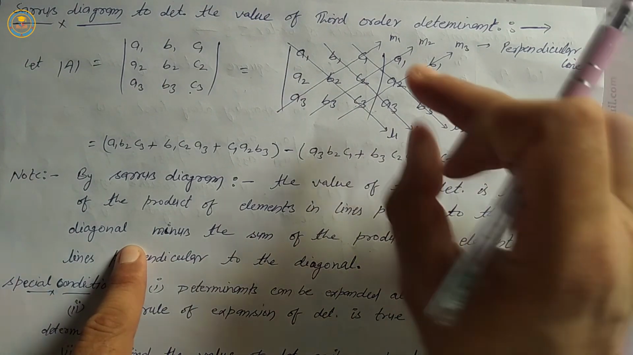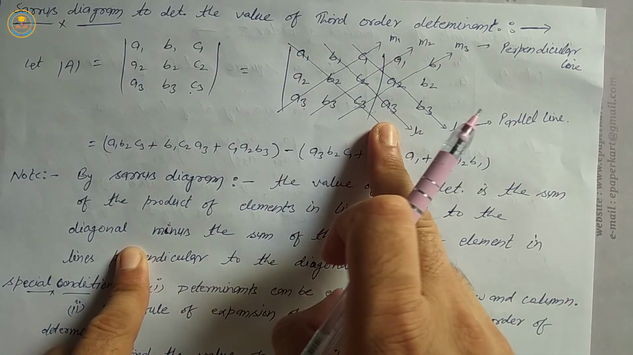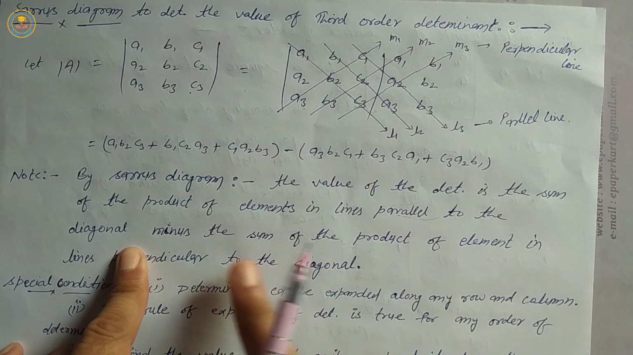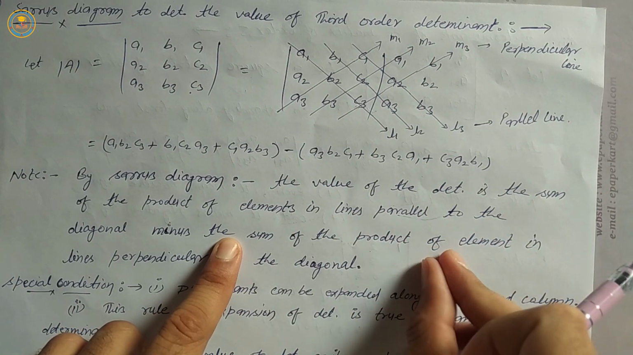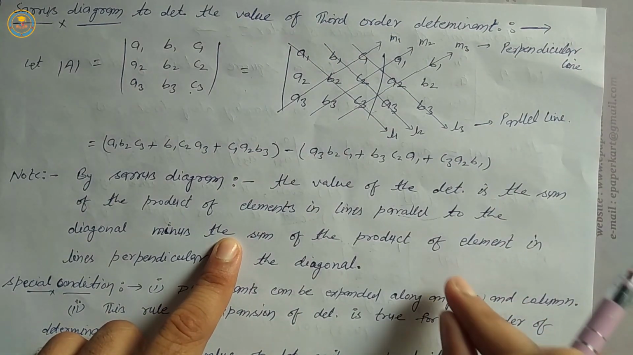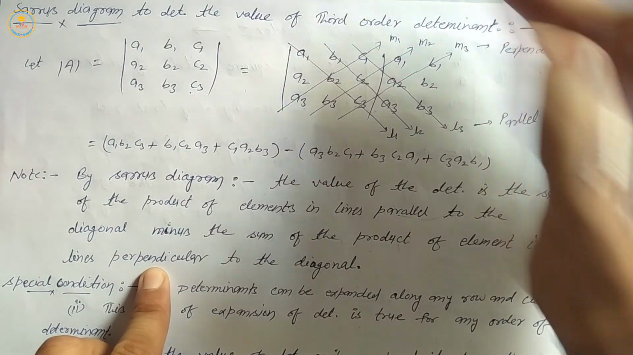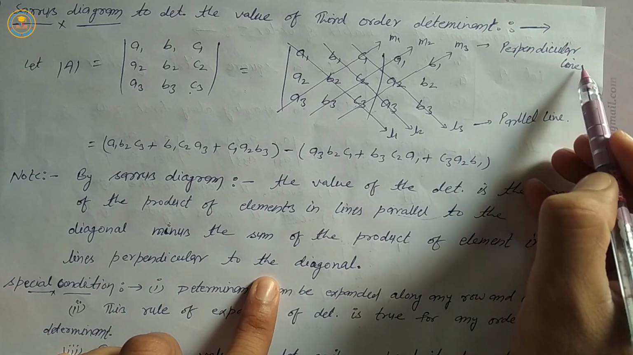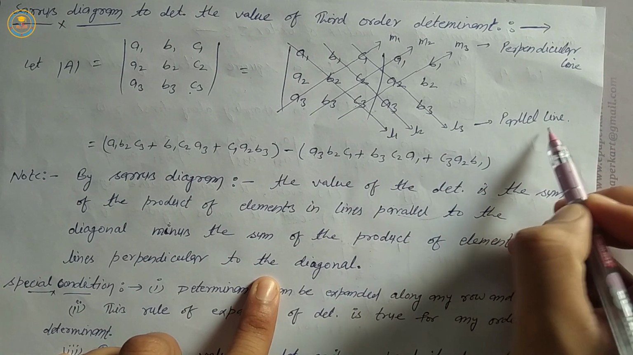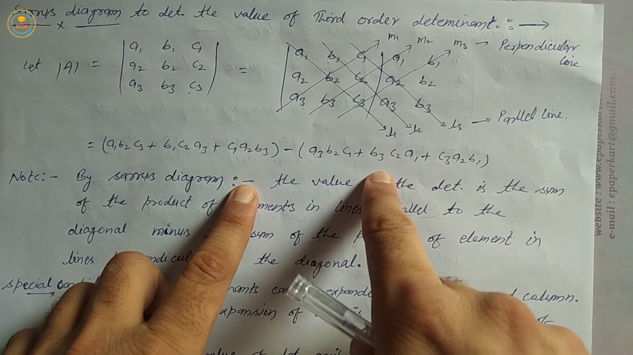Again, the value of the determinant is the sum of the product of elements in lines parallel to the diagonals L1, L2, L3, minus the sum of the product of elements in lines perpendicular to the diagonals, M1, M2, M3. It means parallel lines minus perpendicular lines.